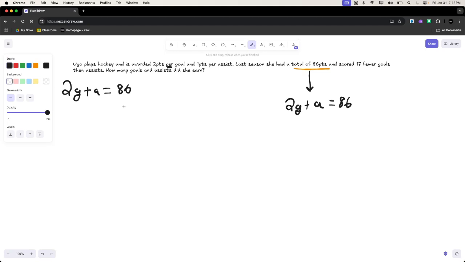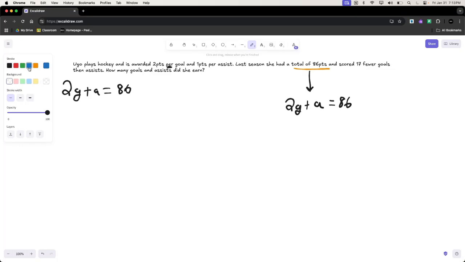Now, the issue with this problem is that we have two different variables here. If we have two different variables, we cannot simplify to a numerical value. We can only simplify to an expression, right? Like a mathematical expression. So what we need to do is we need to make sure that this equation only has either all G's or all A's. And the way we do that is with the next clue.